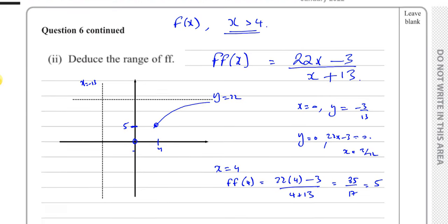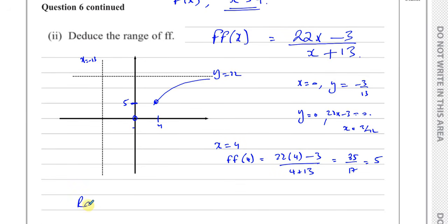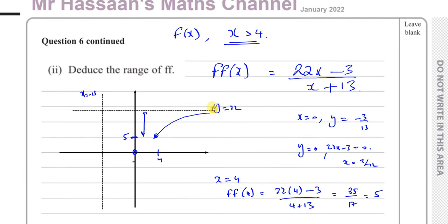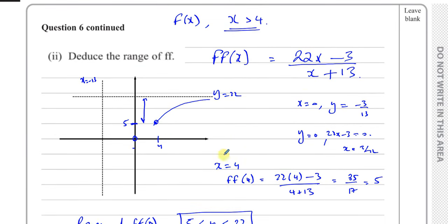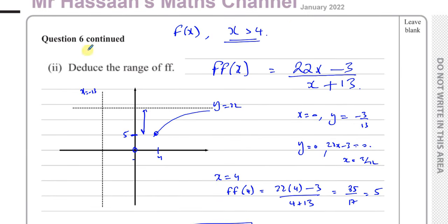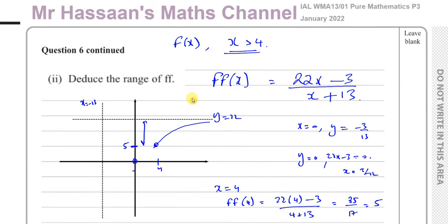So we can say the range of ff is going to be when y is greater than 5, and up to, but not including 22, because that's the other asymptote. So that is the range of the function ff. So having an idea of what the graph looks like and being able to sketch it really helps you to be able to work out the range easily. So there's the answer for question number 6, and that completes this question.